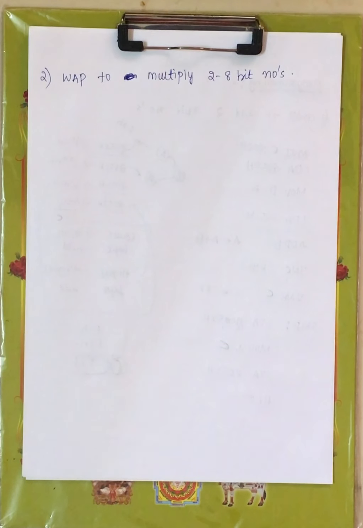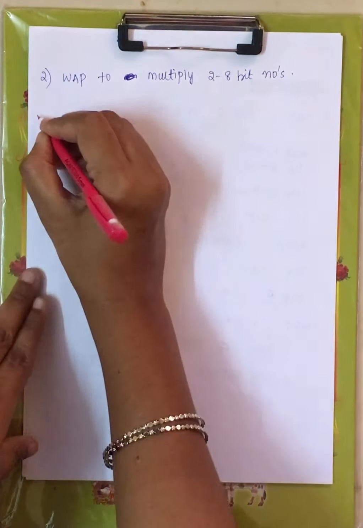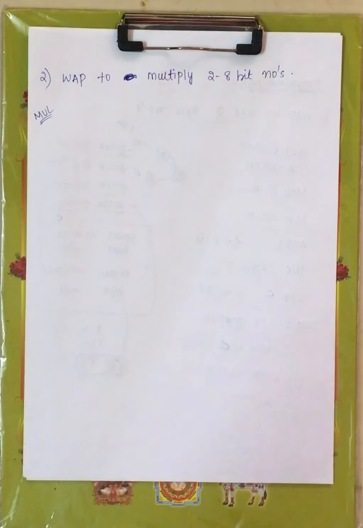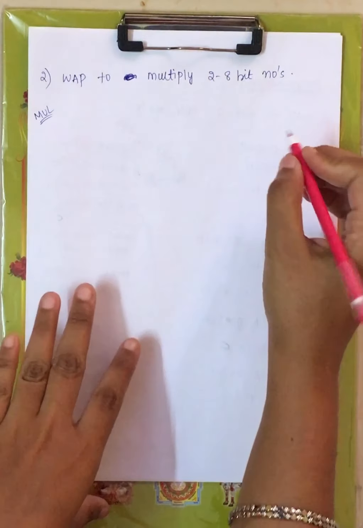Now here we don't have a special instruction MUL, right? If you go for 8086, we have a special instruction like MUL in order to multiply two 16-bit numbers. If you go for 8085, we don't have any special instruction MUL in order to multiply two 8-bit numbers. Now let me explain the procedure. After that I will write the programming part.